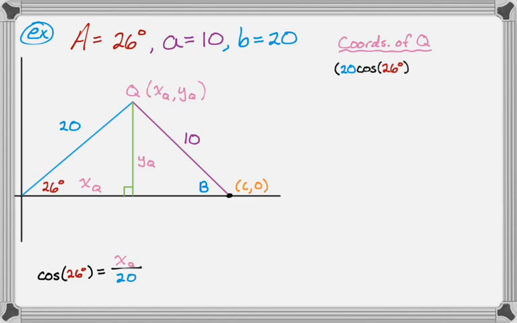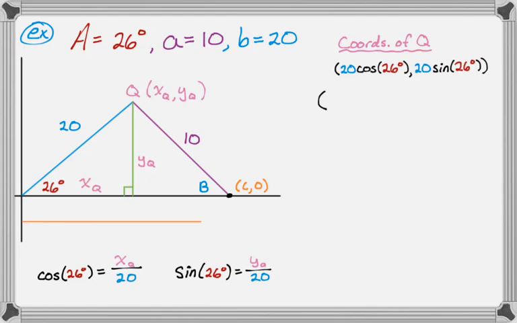And then we can do the same sort of thing for the y coordinate. So y sub Q is the opposite and 20 is the hypotenuse. So sine of 26 is going to be y sub Q over 20. And that means the y coordinate is 20 sine of 26. Okay, so that's one way of writing the coordinates. A second way uses basically the other right triangle. And there's a couple things we need to think about.